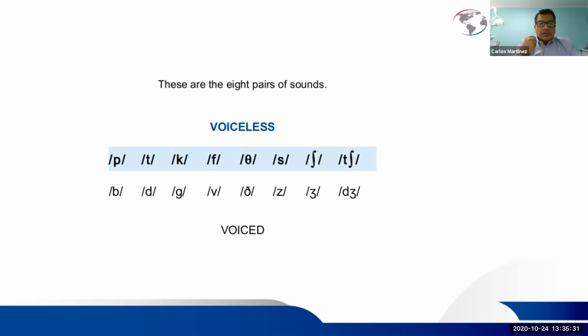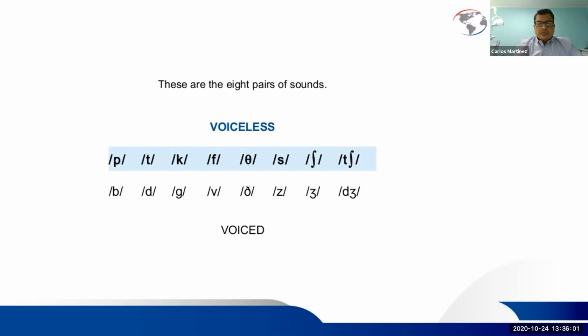Your throat and your tongue and your teeth are all going to be in the same way. The only difference is the vibration. In the voiced ones, there's going to be vibration. Okay, for example, here, v, v, v. Notice how my mouth is the same. V, v, v. But in the v, there's a vibration in my throat.